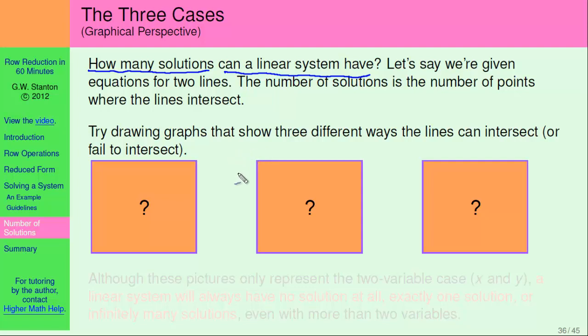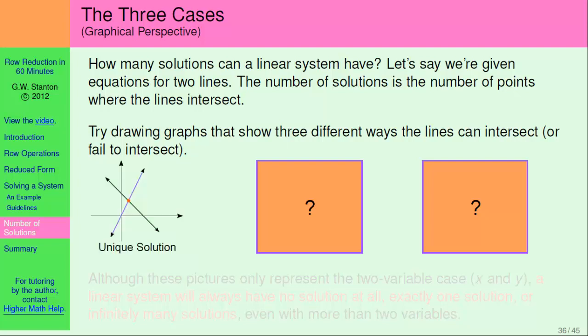At this point, I would recommend getting out some paper and trying to draw graphs that show 3 different ways lines can intersect or fail to intersect. And if you're going to try this, you'll want to pause the video to give yourself enough time. Okay, let's take a look at the first case you might have come up with, which is the unique solution case. This is the one that we saw earlier where there is exactly one point that lies on both lines. And because there's just one point, that point's special, and we call it unique.